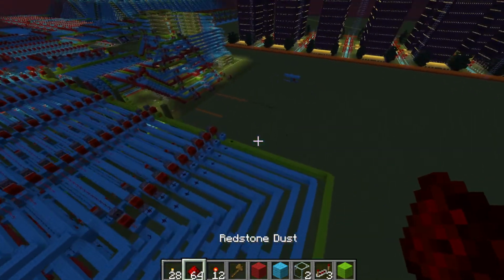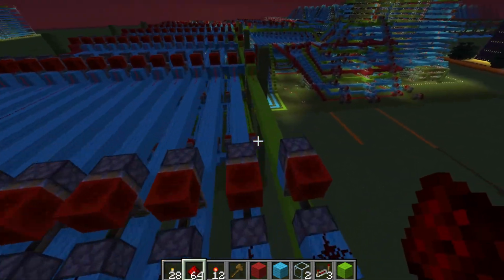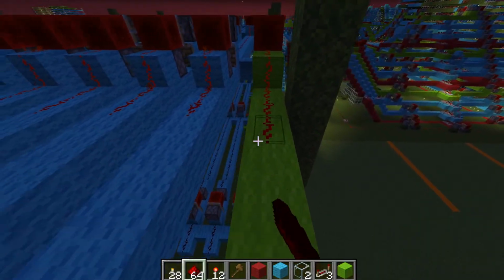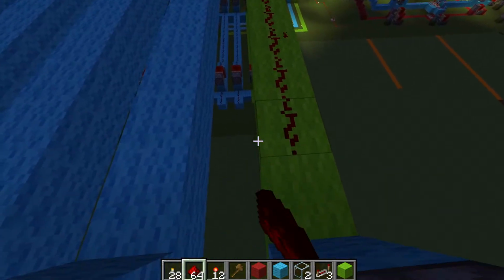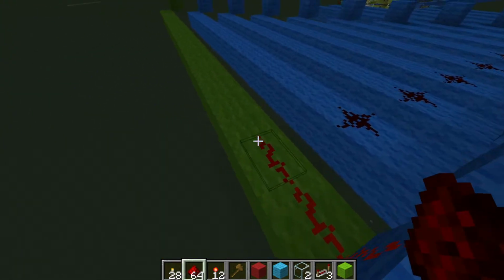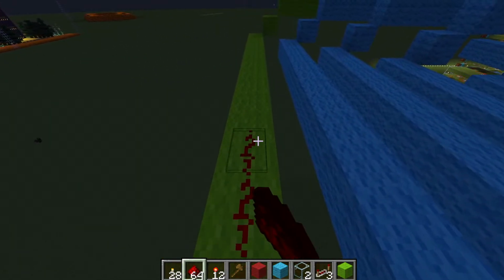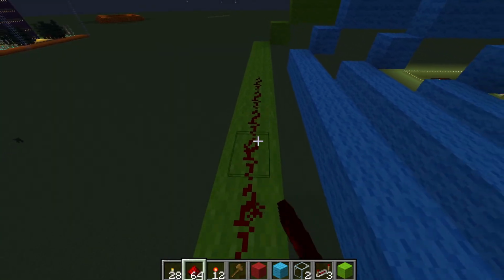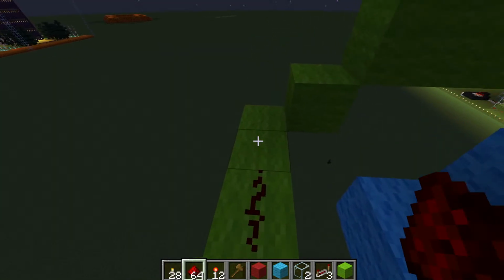How best to proceed here? First, let's connect these up and see how far the signal propagates. Does the signal even reach this one? No, it does not.